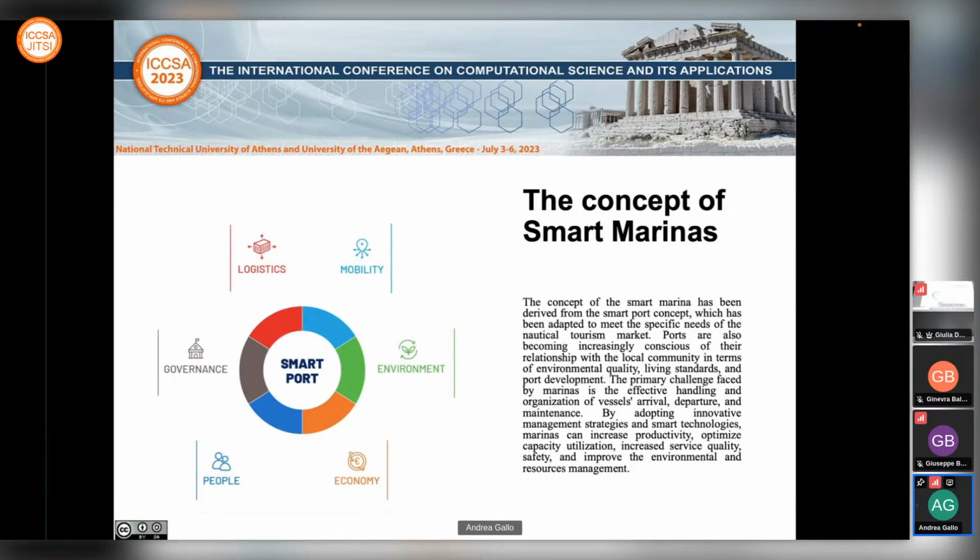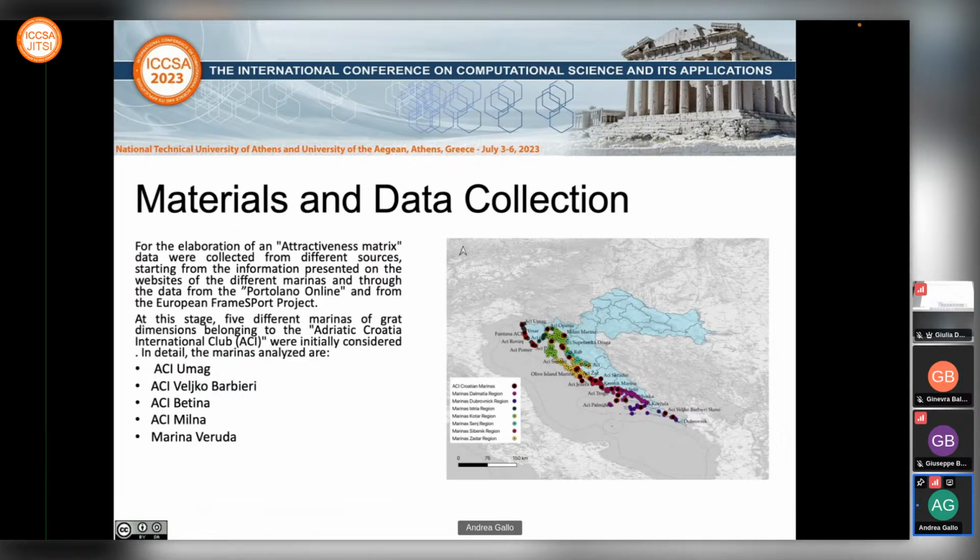Smart in terms not only of the capacity to manage these different flows, but on all the environmental and economic aspects. And going through this concept, we arrive at a smaller focus related to the marinas, so related to the nautical tourism flows. And in particular, for this work, we started from a huge data collection from three different sources.